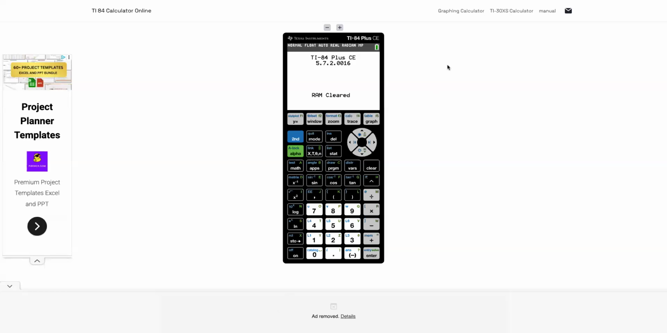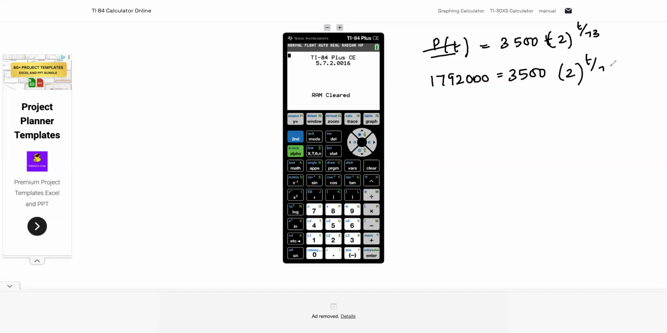Let's solve. The bacterial population I gave you will be 3,500 times 2 to the power of t by 73, right? This is what I gave you. After that, we had some number for this one. When will it reach the population of 1,792,000? 1,792,000 is what I asked you. So this will be 2 to the power of t by 73.